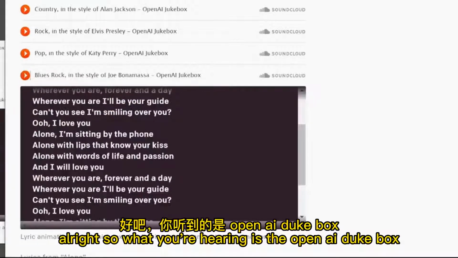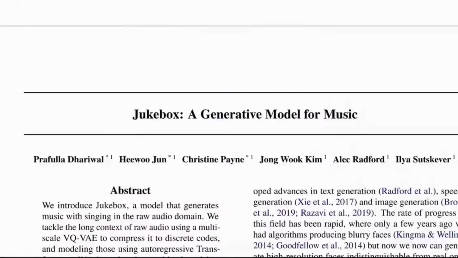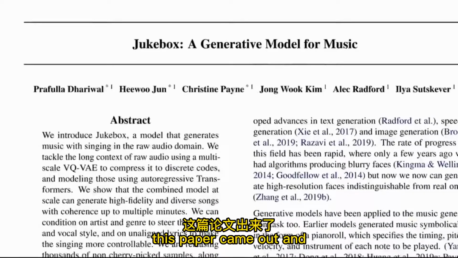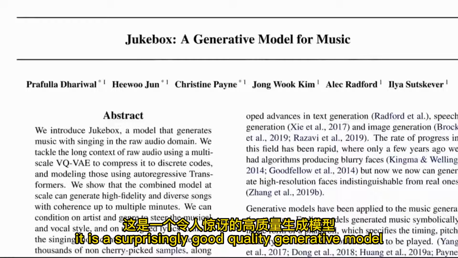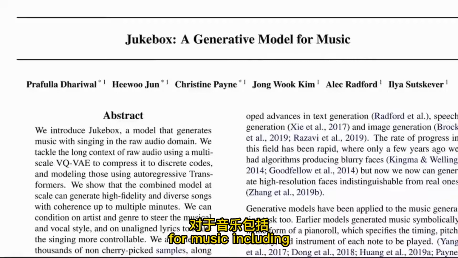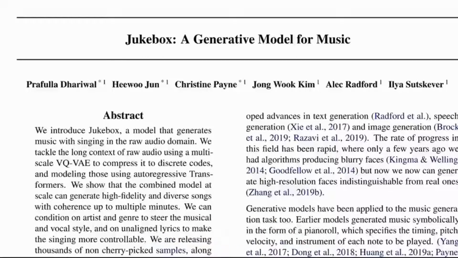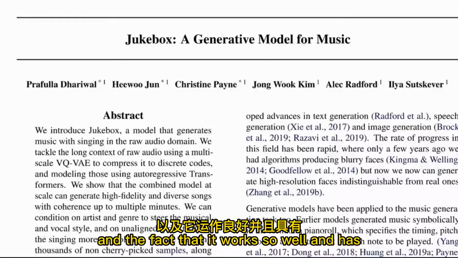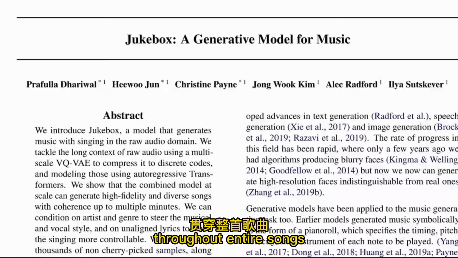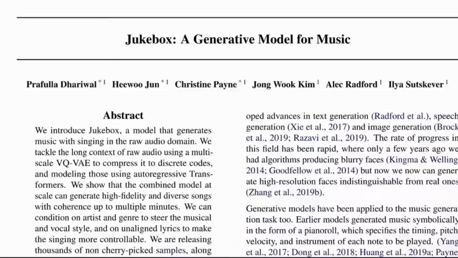All right, so what you're hearing is the OpenAI Jukebox. This paper came out and it is a surprisingly good quality generative model for music, including lyrics, so including singing, which I believe is pretty novel, and the fact that it works so well and has musical consistency throughout entire songs is something that is very, very novel and cool.